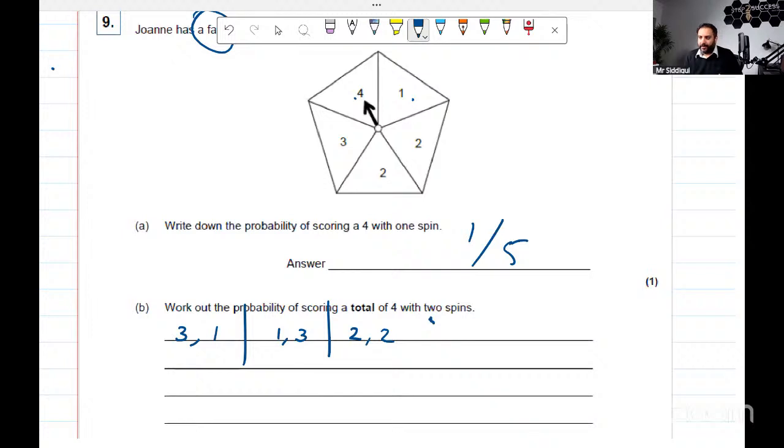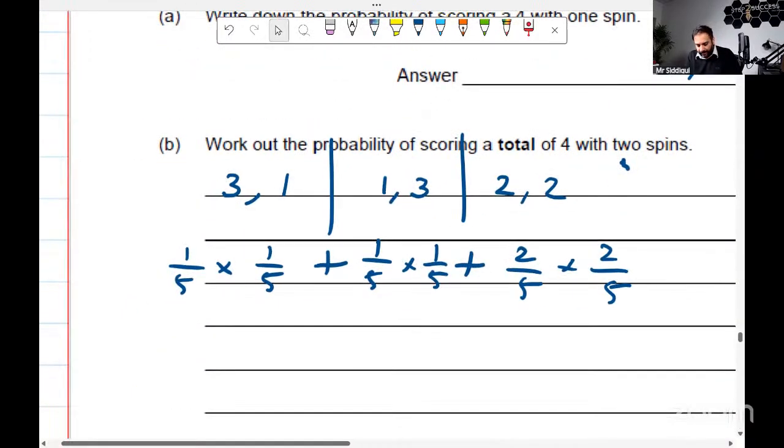And what you have to do is work out the probability of each of these happening and then add them together. So getting a 3 first is 1 out of 5. Then getting a 1 is 1 out of 5 because there's only one of them. Or it's the same again, 1 out of 5 times 1 out of 5. Or you could get a 2 the first time. Now, because there's two twos, that's 2 out of 5. And then the other 2 is also 2 out of 5, which changes the question a little bit. Just be careful.